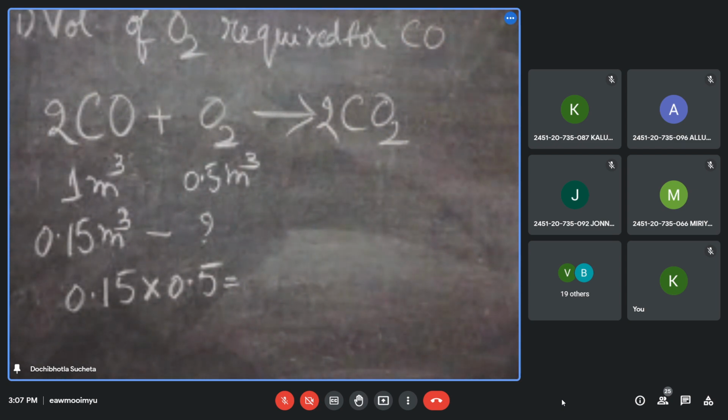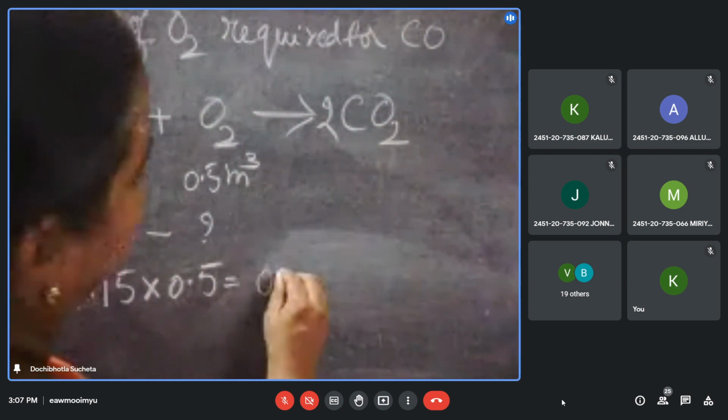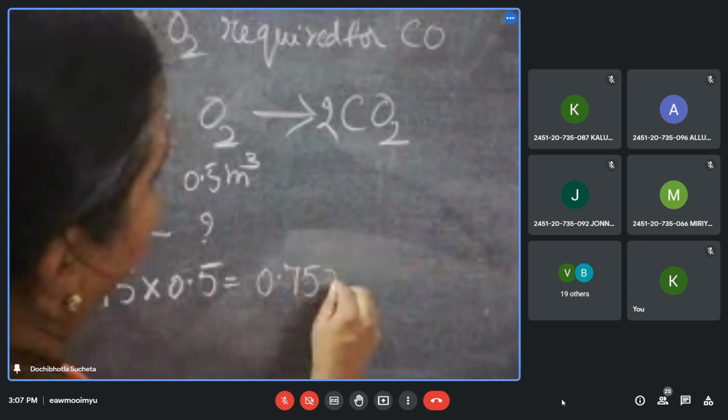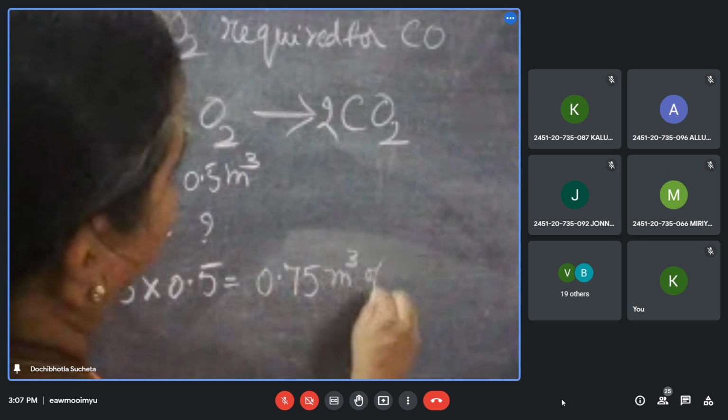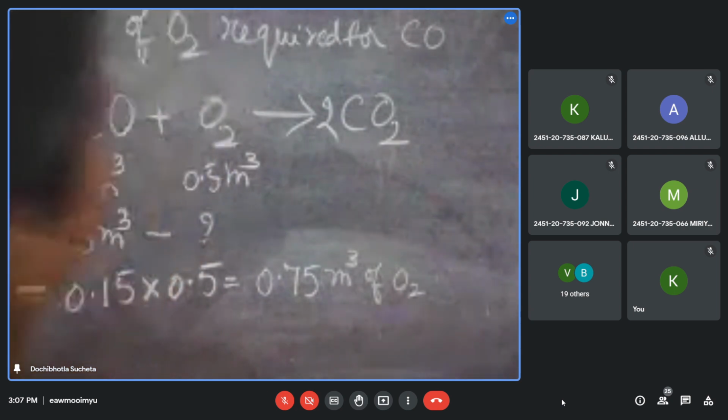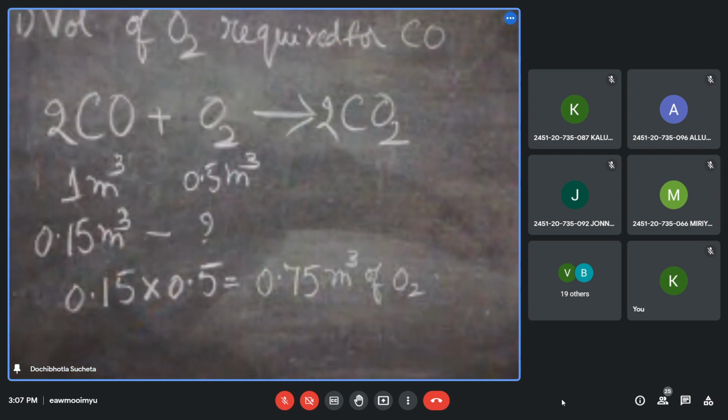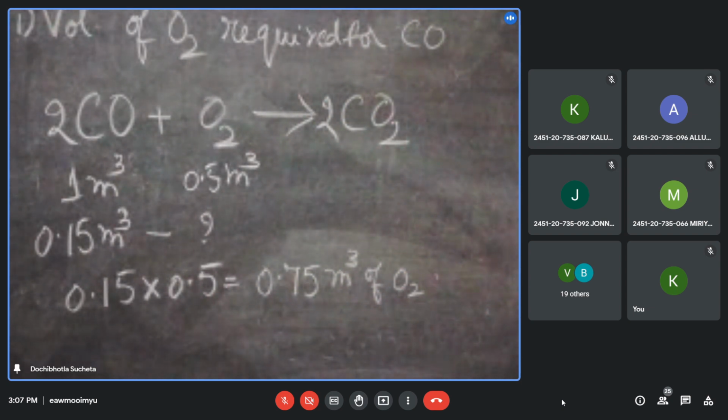0.075 meter cubes of O2. And I told you, nitrogen does not require any oxygen. We will not consider it. Even if it requires, we don't break our head at all, because it does not support combustion nor has calorific value. It is a neutral element.